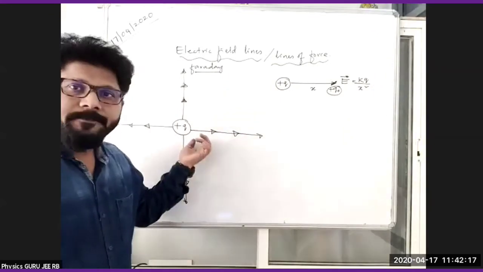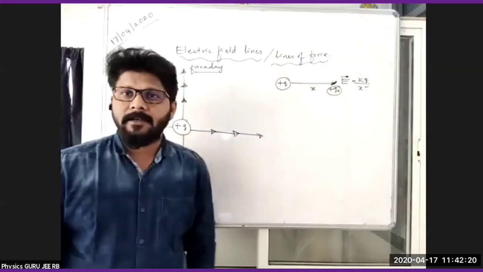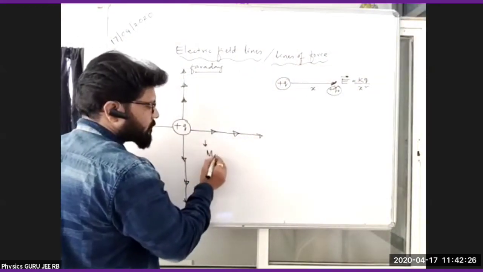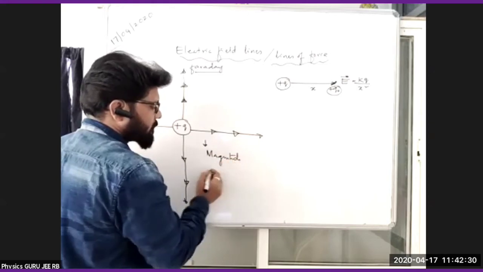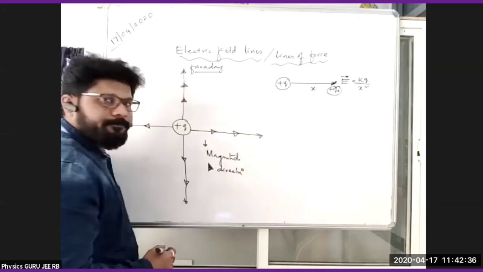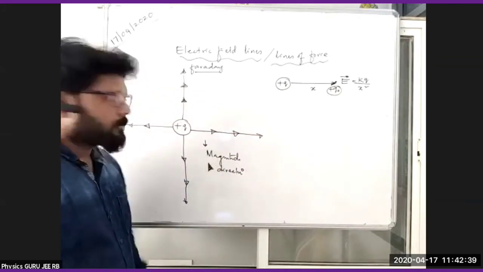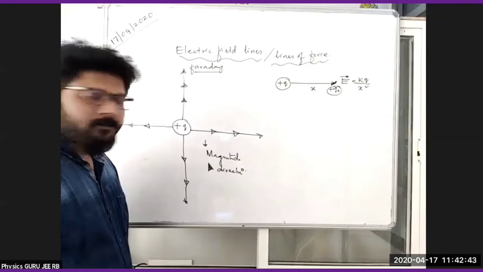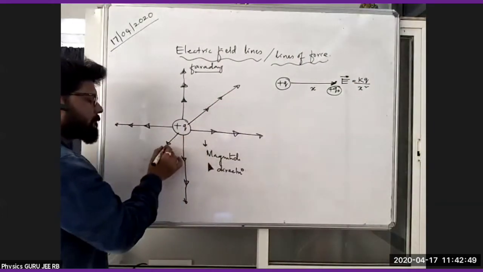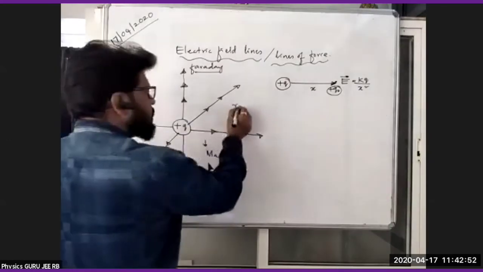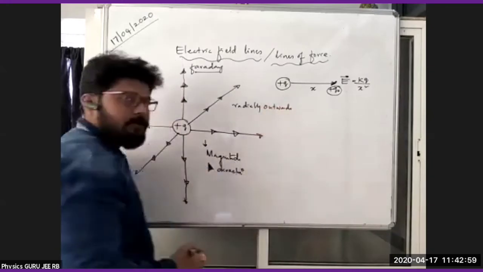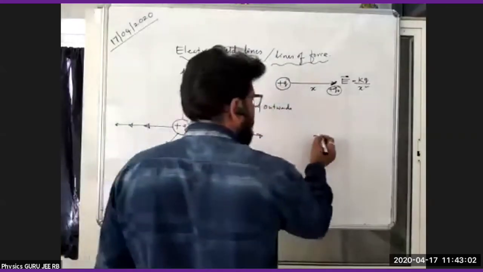Then he said the arrow symbol is indicating the direction of the electric line, and the length is indicating the magnitude. So this length is indicating magnitude, and the arrow symbol is indicating the direction. Right? So it is going away from the positively charged particle, or we can say that it is radially outwards. We can say that electric lines of force are radially outwards. If I take a negative charge, same thing.